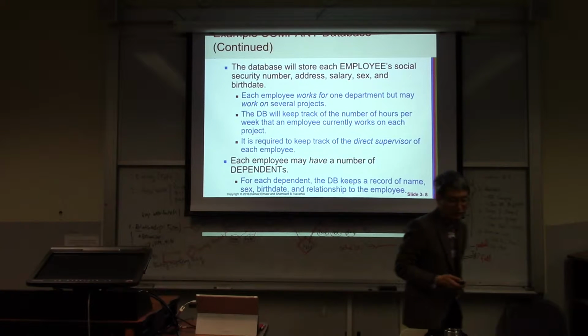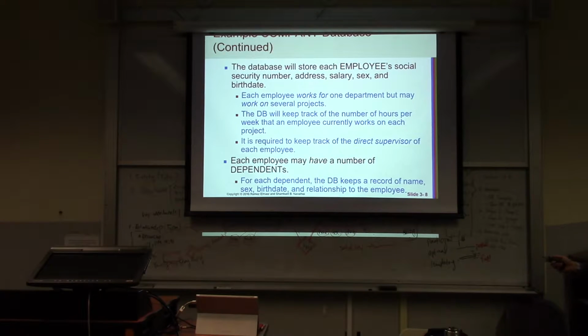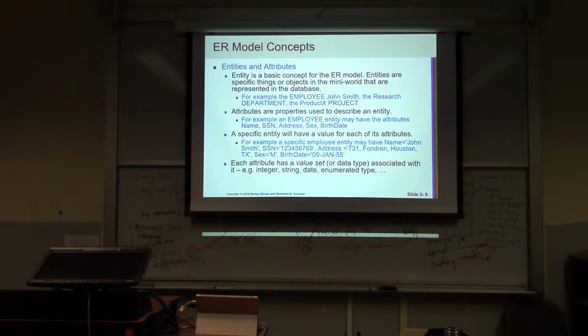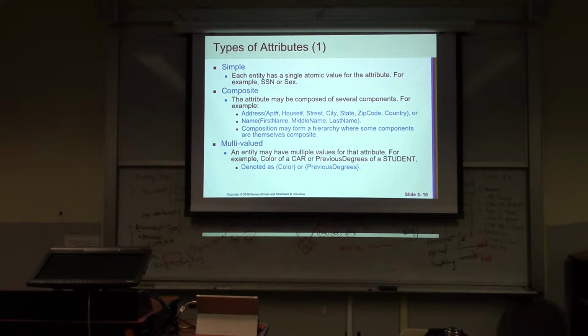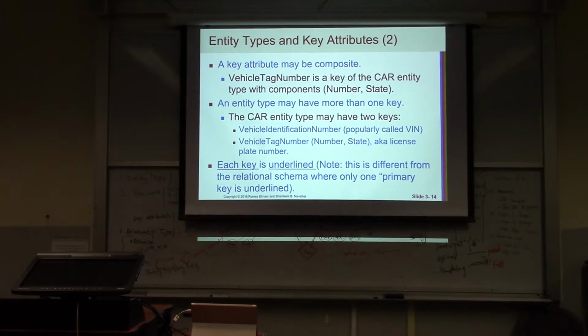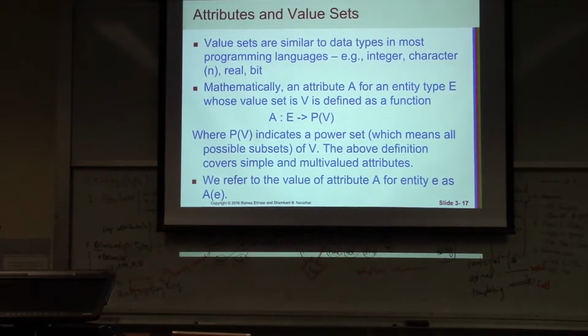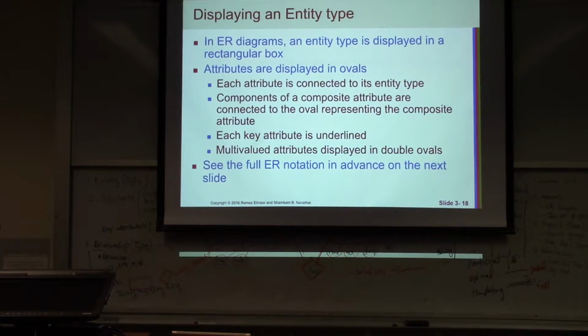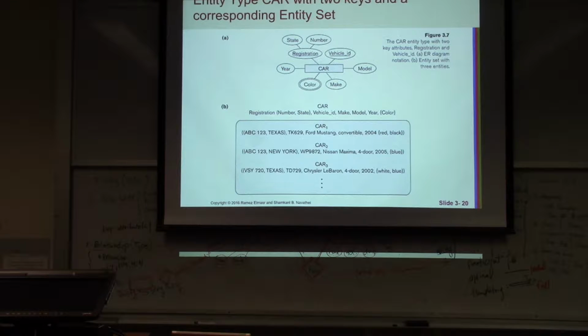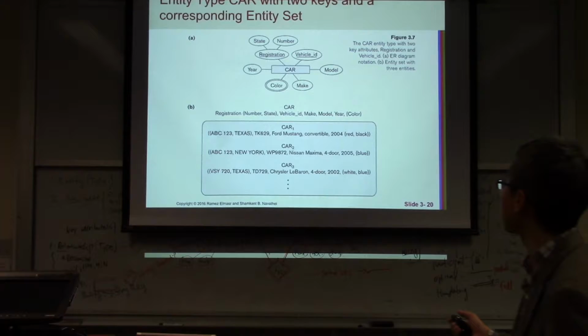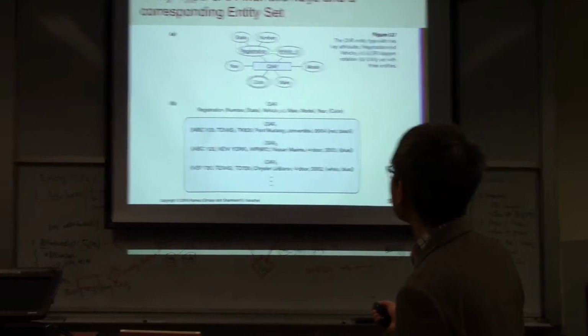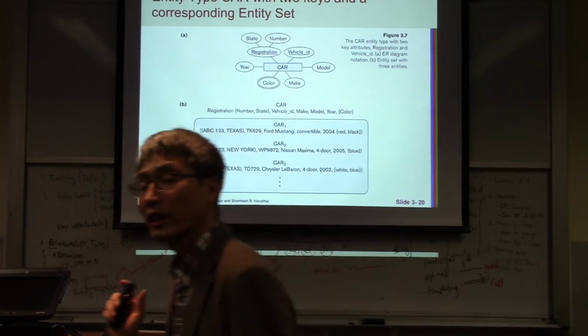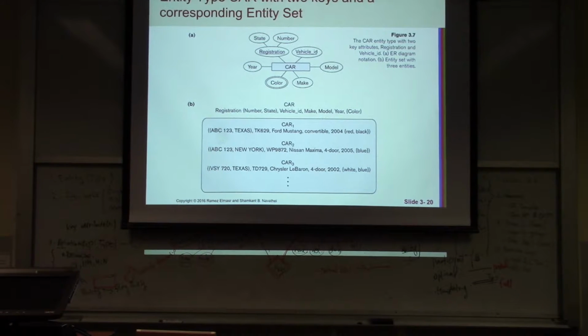It's tighter, it's fine. So we identify the first entity and attribute. Okay, so let's see the example. This is an example of the entity and their attribute. In this case, it's a car attribute. How many key attributes? Two key attributes.